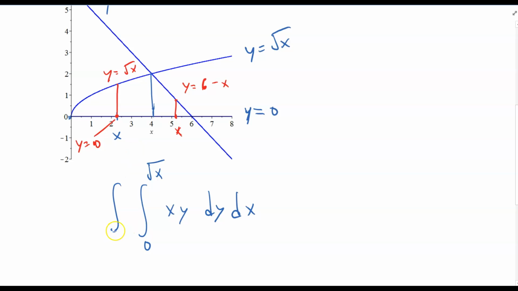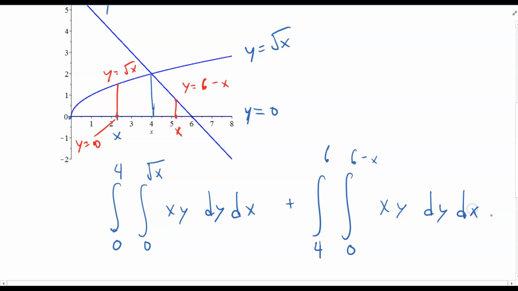Alright, but for the first part of this, we're going to let x vary from 0 to 4. And for each one of those x's, we're going to let y vary from 0 to the square root of x. And then as x is varying from 4 to 6, we need to let y vary from the bottom, which is 0, to the top, which changed to y equals 6 minus x. And then we have x y dy dx. And that's fine. We can do it that way.